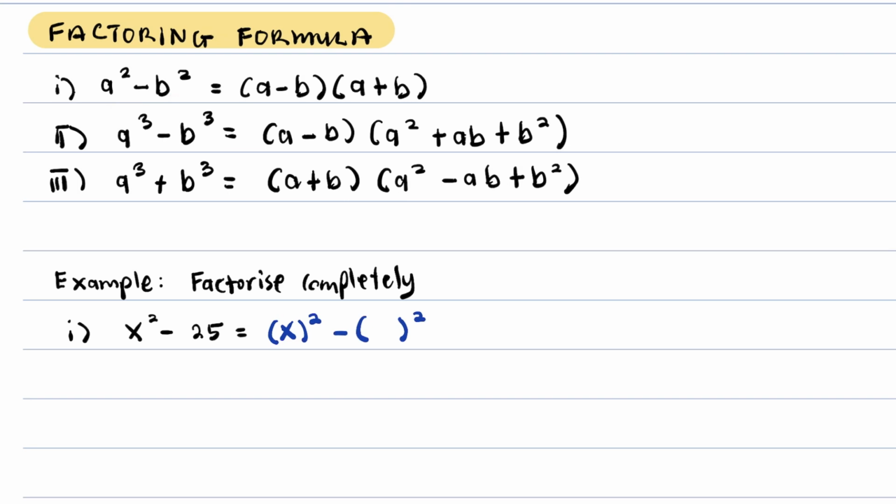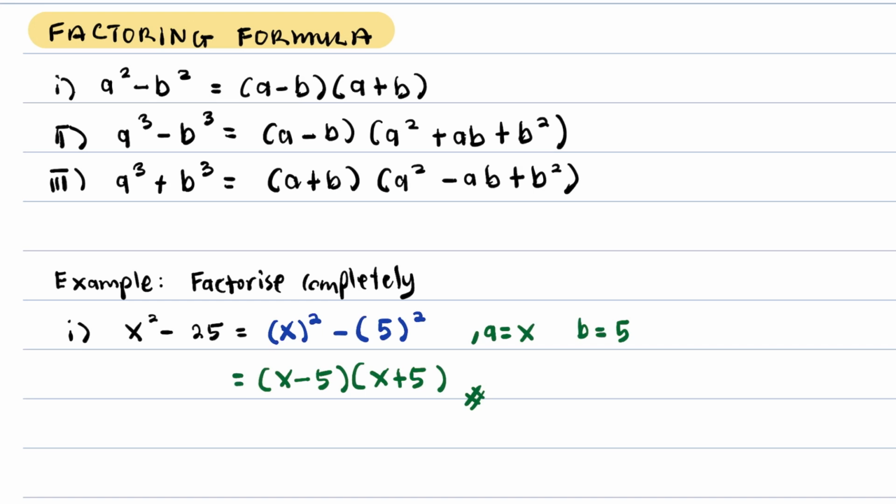If something squared gives you 25, what you have to do is take this number and square root it. The square root of 25 is 5, since 5 squared is 25. So inside here you have 5. You can identify that your a is x and your b is 5. Using the factoring formula, you will have two factors: x minus 5 and x plus 5. So you are done, factorized completely. From the quadratic, it becomes two linear factors.